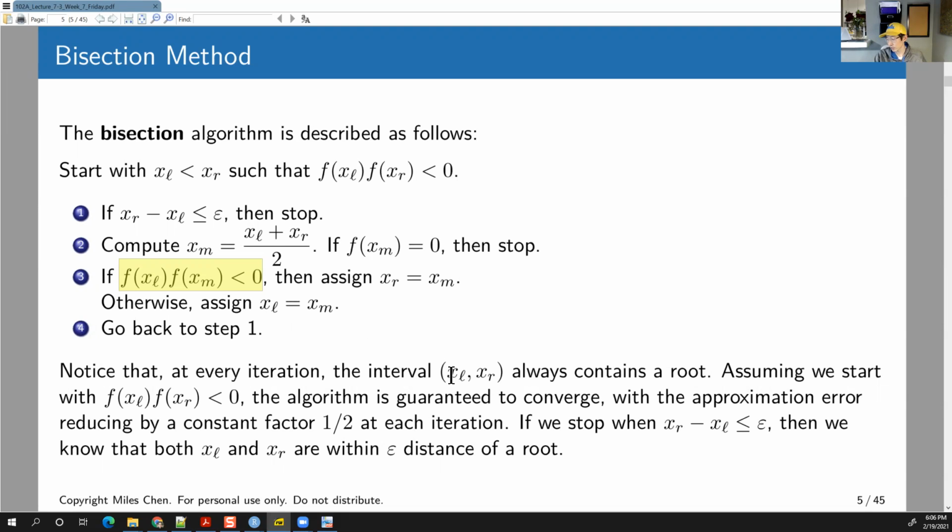Okay, and so every iteration, the left-hand side and the right-hand side that you choose will always contain a root, and then this is kind of guaranteed to converge at a root, and basically it reduces the amount of error by a constant factor of 1/2. Okay, and so when you stop, you're going to be within some value epsilon of the root.